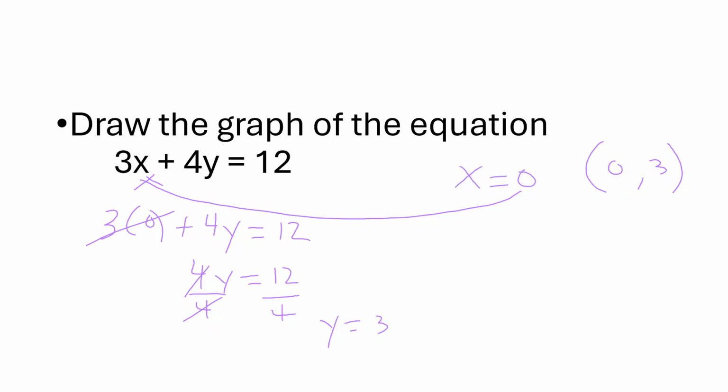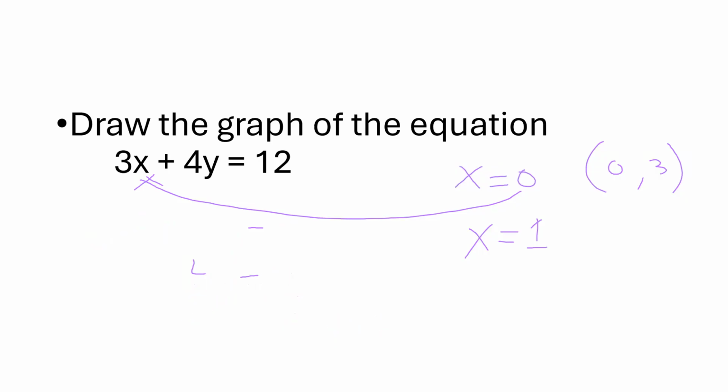I'm going to choose another x. Now I want to go with smaller numbers first. So x equals 1, or you could do -1 or 2 or -2. So when x equals 1, you repeat the same thing. I'm going to put that in place of x.